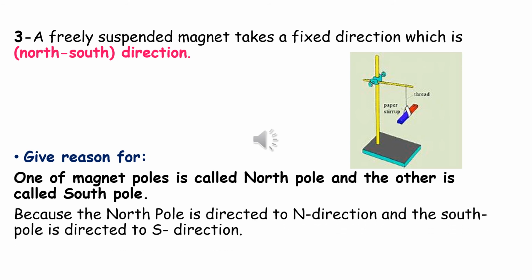Now let's talk about the third property of the magnet. A freely suspended magnet takes a fixed direction, which is a north-south direction. We have here an important give reason. Give reason for one of the magnet poles, it's called the North Pole, and the other one, it's called South Pole. The reason is because the North Pole is directed to the north direction and the South Pole is directed to south direction.